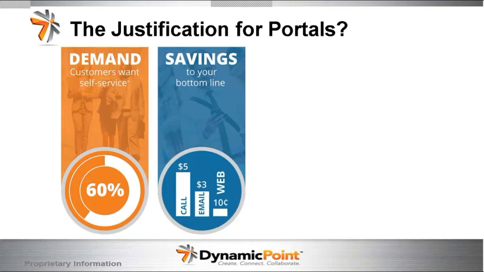The second justification for portals drives straight down to the bottom line. On average, it costs $5 to communicate with a customer via phone. You're driving that down when you move it to an email communication stream, averaging about $3. But where the real savings come into play is when you can move them to a web self-service portal, where you're less than 10 cents per interaction with that customer. Tremendous savings to the bottom line for sure.